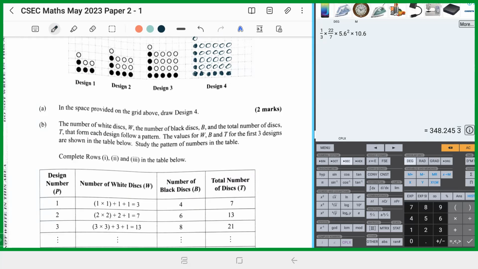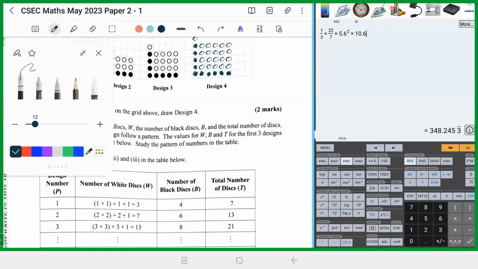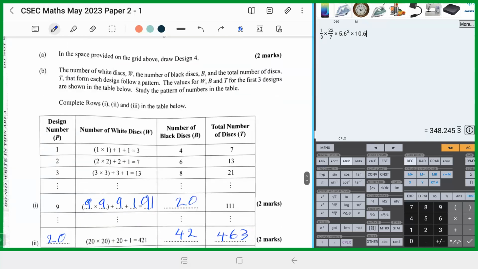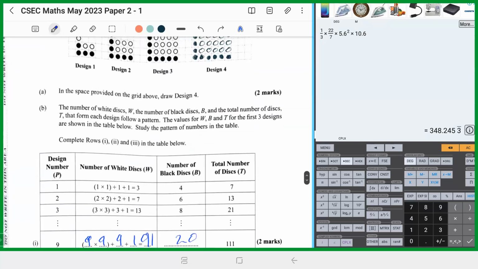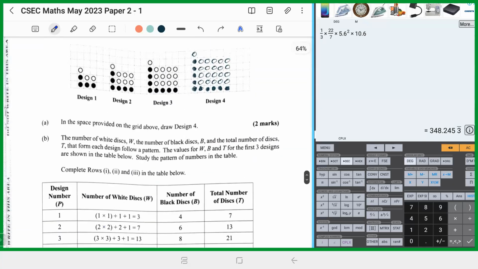All right, it says W, T and B for the first 3 designs are shown below. Study the pattern of numbers in the table, and we have to complete rows 1, 2, and 3. Let me go back to the blue ink. The first thing I want to do, we have this completed already.